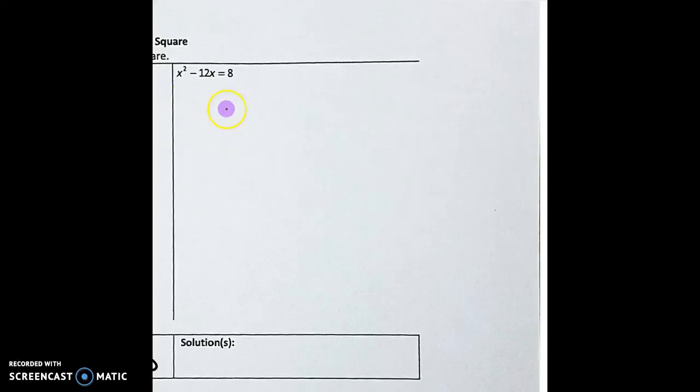Alright guys, so what we're going to do is we need to complete the square on x squared minus 12x equals 8. Alright, so again, we need to figure out that magic c value so that this guy can factor nicely. So our formula, or equation, is b over 2 squared. Alright, so b in this case is negative 12.